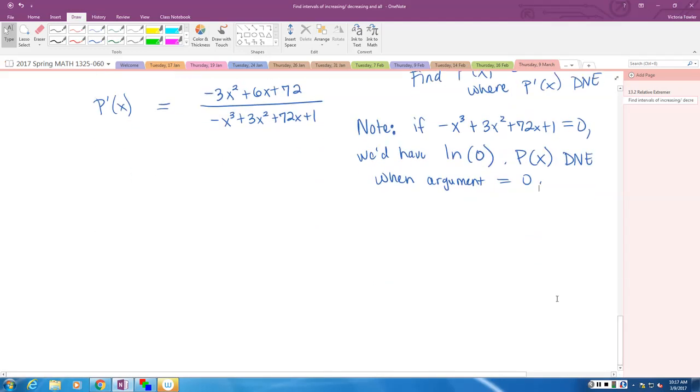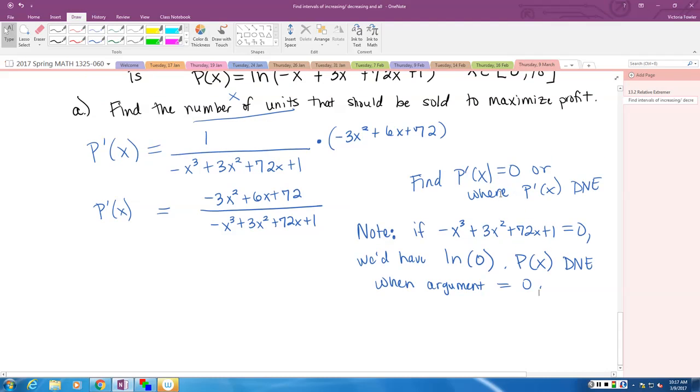Okay, so we've settled that part of it. 0 doesn't even exist in my original function. It's not in my domain. Okay, so now I need to find out where this first derivative is equal to 0. And so that should be a little bit quicker.